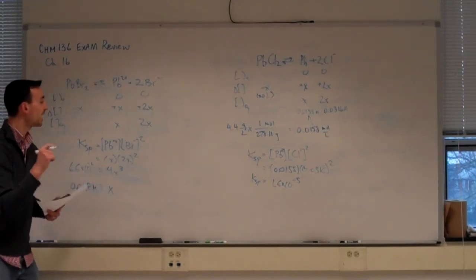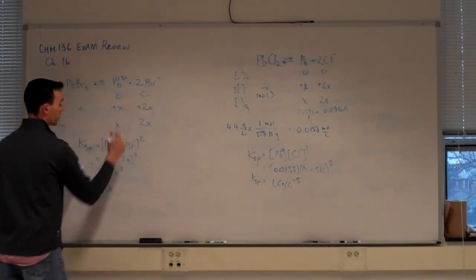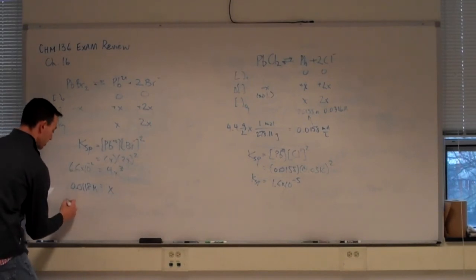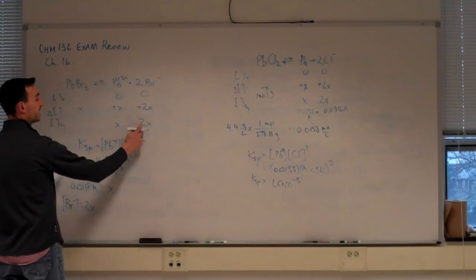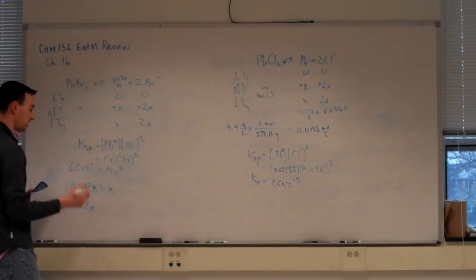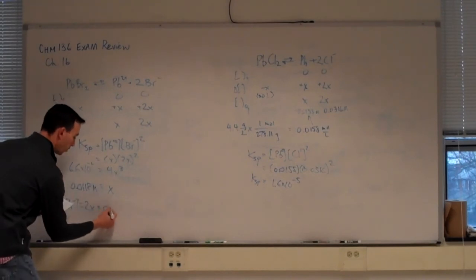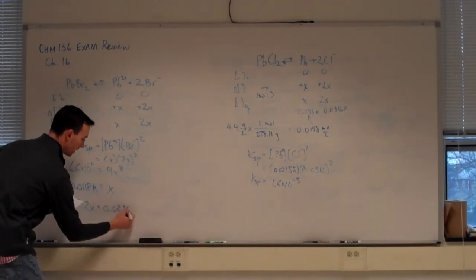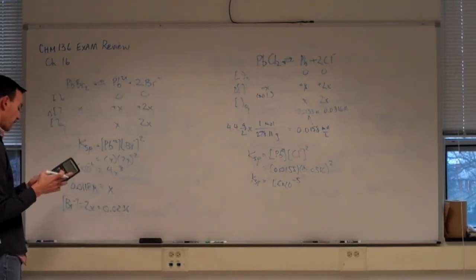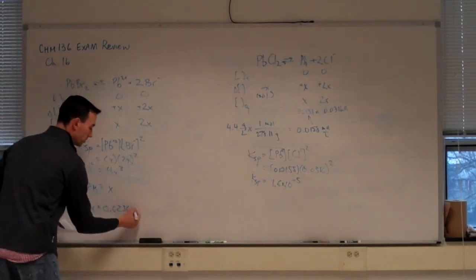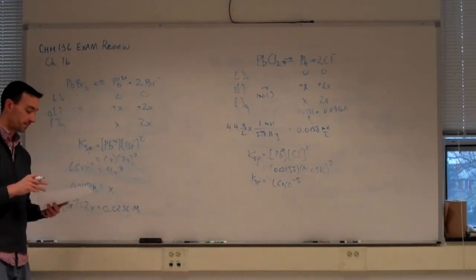Now, x does not represent the bromide concentration. That would be the lead concentration. But the bromide concentration is 2x as defined in our reaction table. So we just need to double this answer, and that is 0.0236 or 0.024 molar. Okay.